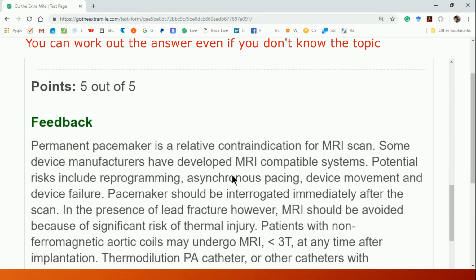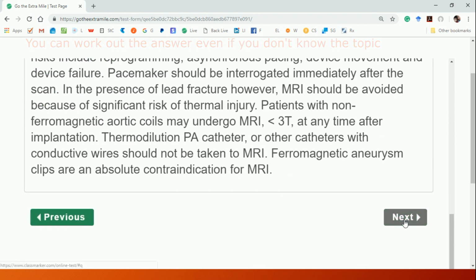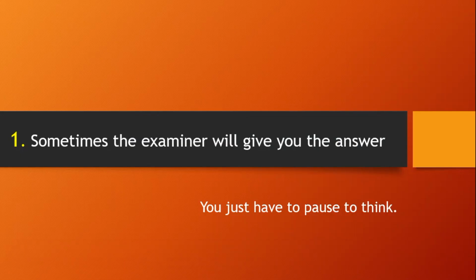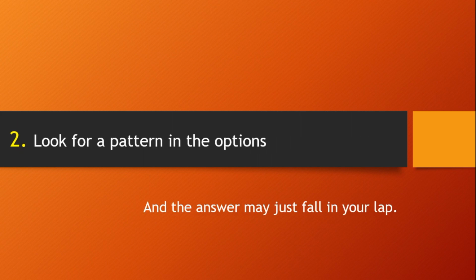Okay. For the next question, I would like to say that look for a pattern in the options. Once again, even if you do not know the answer, just read the options very carefully, and even if you haven't read the topic previously, the answer may just fall in your lap.